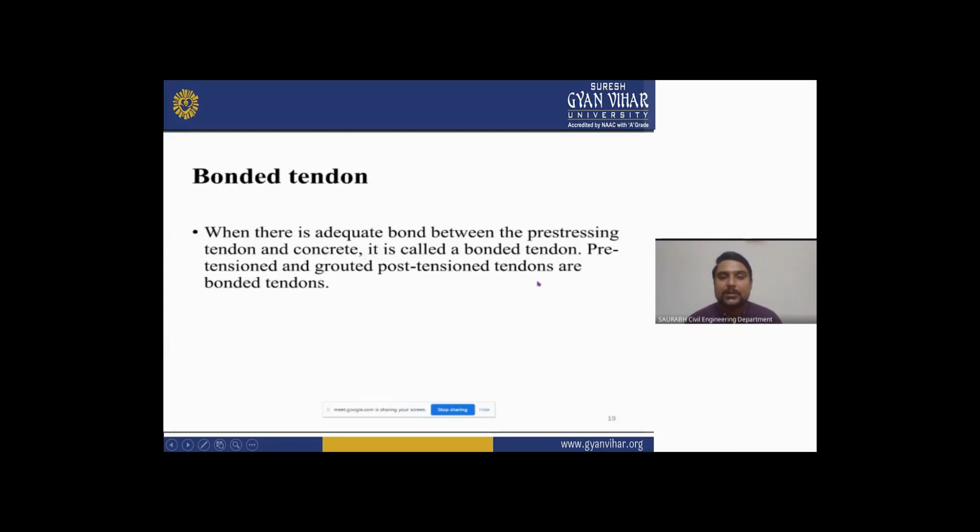Now we will see the bonded tendon. When there is adequate bond between the pre-stressing tendon and concrete, it is called a bonded tendon. Pre-tensioned and grouted post-tensioned tendons are bonded tendons.